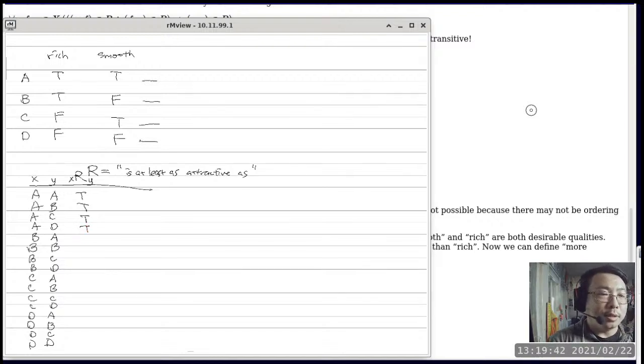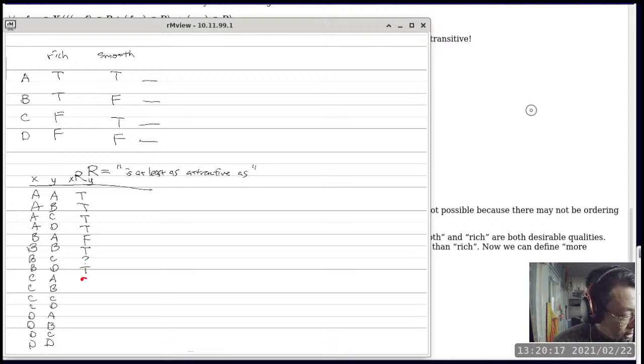Okay. So now we have something that is not true, right? Because we have BA. So B is representing someone who is rich but not smooth, and we are asking whether that is at least as attractive as someone who is rich and smooth. That would be false. BB is always true, right? Because we are comparing the same qualification. BC is the one that we put a question mark here. Okay, we'll answer the question mark later. And then BD would still be true.